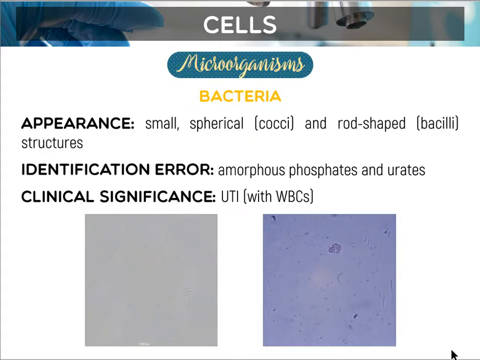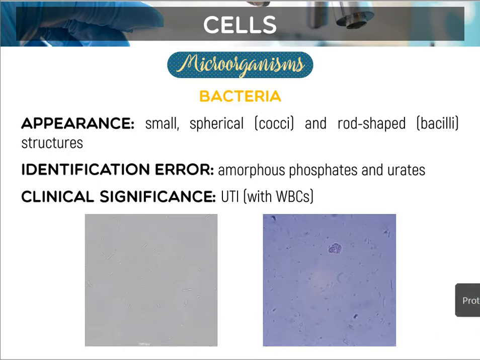Alright, so next up we have your bacteria. Its appearance is small, spherical, or rod shape, okay? Bacteria in urine are normal, guys, okay? They multiply rapidly at room temperature for extended periods of time, of course, di ba? But if they multiply because the specimen stood for way too long, it is not important, it has no significance, okay?